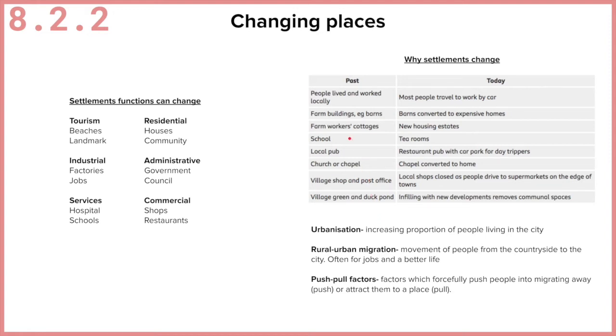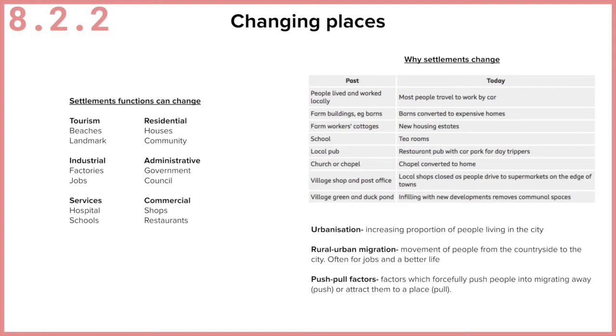So where the local school once was, well, there's not as many children living there anymore, so they don't need that school, and it might be converted into a tea room. So people come for the day, visit the countryside, and stop off at an old school that's now been converted into tea, coffee, and cake. Old farm buildings might be converted into barn conversions for expensive homes. So these huge homes that are made out of old barns and afford a lot of money.